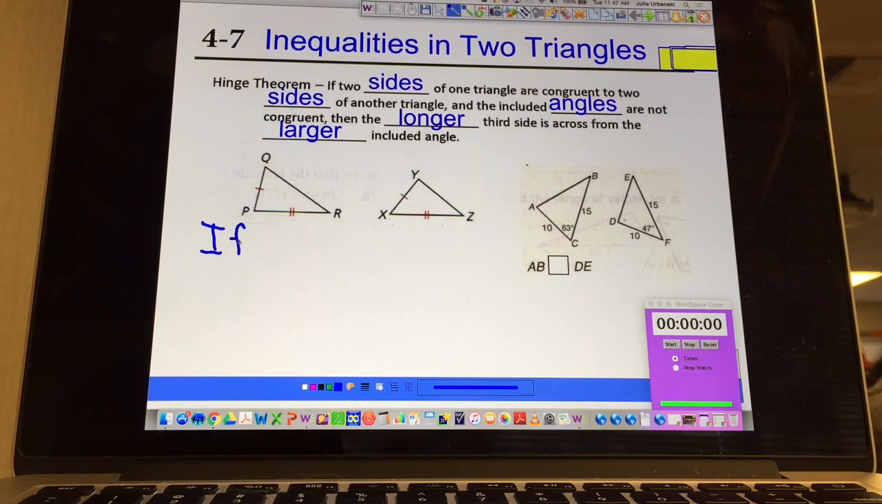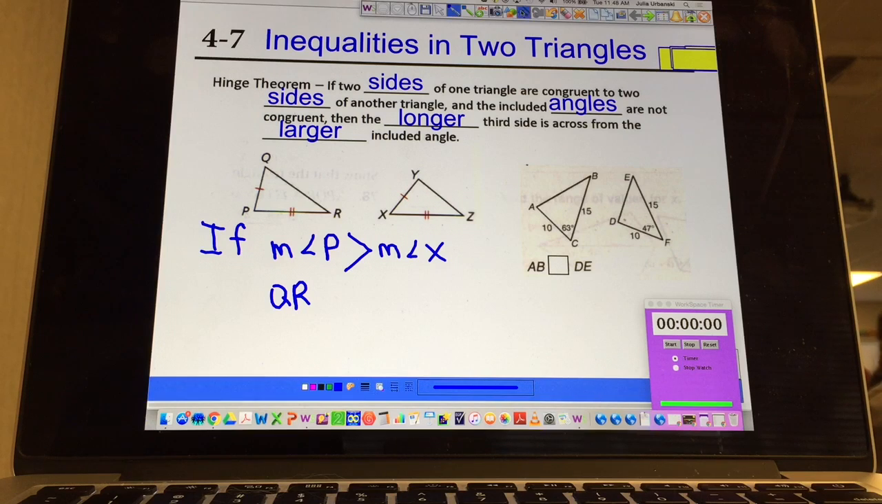So, for your example here, stop all conversations please. If you know that the measure of angle P is greater than the measure of angle X, if that's given to you, or the measures are given, then compare QR, this segment right here, to YZ. Decide which one is bigger. If angle P is the bigger angle right here, then which segment is going to be bigger?